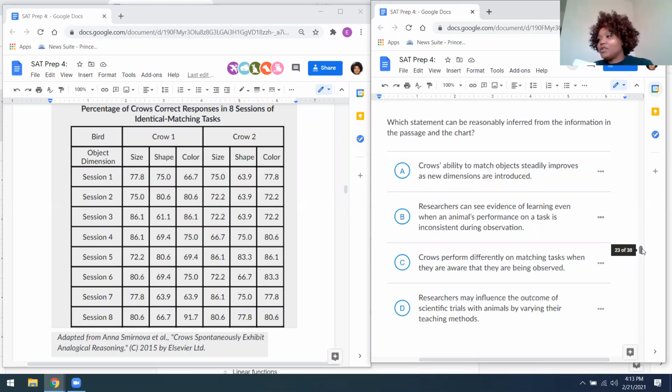So when you see words like inferred, that usually means that something is implied. The passage writer is leading you to a conclusion, but they're not necessarily saying it outright, but they're leading you to a conclusion still.